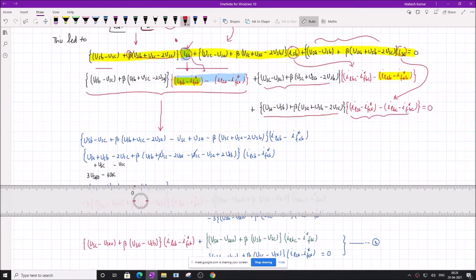Let us take the first term, ILAB minus IFAB. We will take this term as the first term. It appears at two places: at this place, and then at this place in AB. So the coefficient of ILAB minus IFAB star is this minus this, the whole thing. You can see here, this minus this.